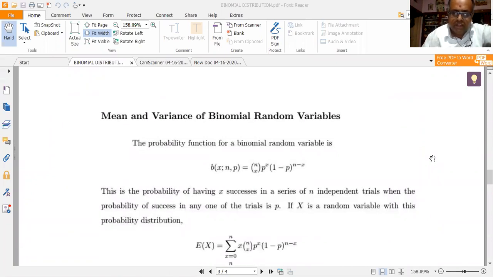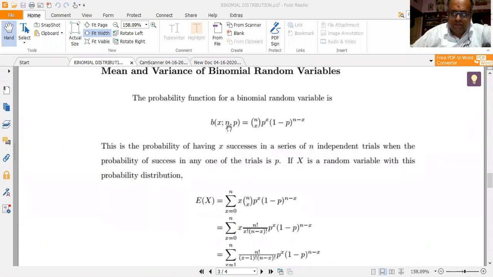Continuing on with the lecture on binomial distribution, we shall now derive the expression for the mean and the expression for the variance and standard deviation of this distribution. So, again, I am writing down the definition of the binomial distribution.